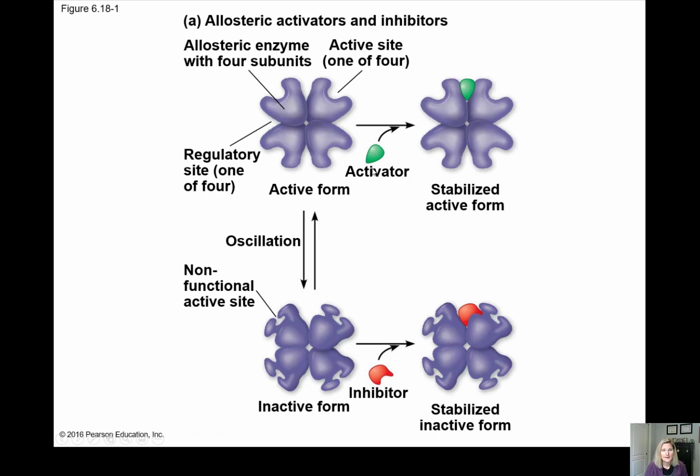We can also have, instead of an activator, an inhibitor. So you can see how that inhibitor binds to the enzyme in such a way that it changes the shape of the active site. So now we have a non-functional active site. So we have these allosteric activators that stabilize the active site for functioning, and we have the inhibitors that will change the active site so it's no longer functioning. So that will help regulate the enzyme's activity level.